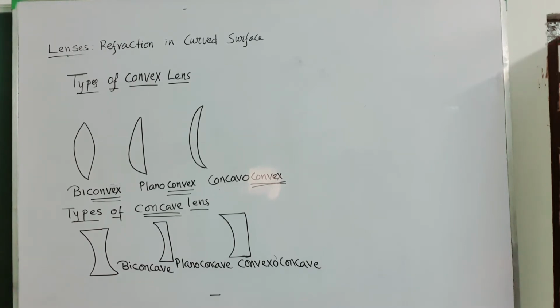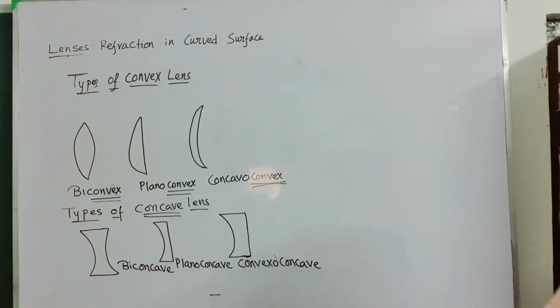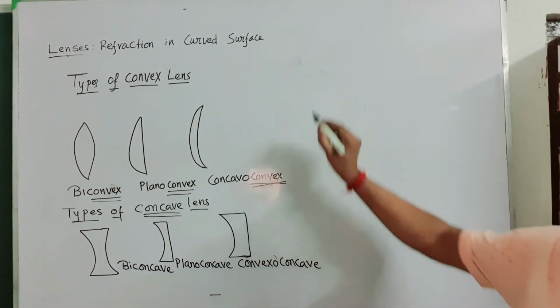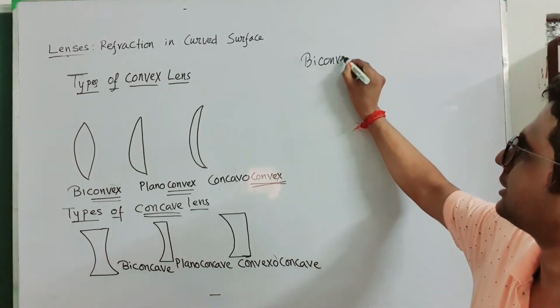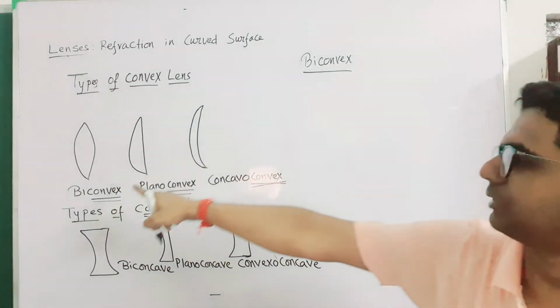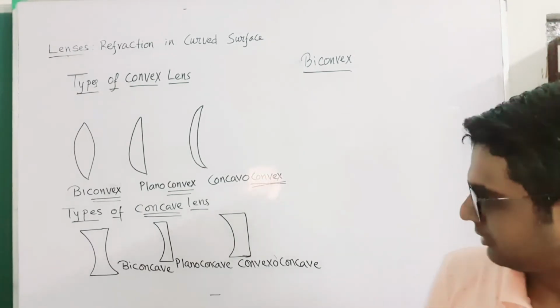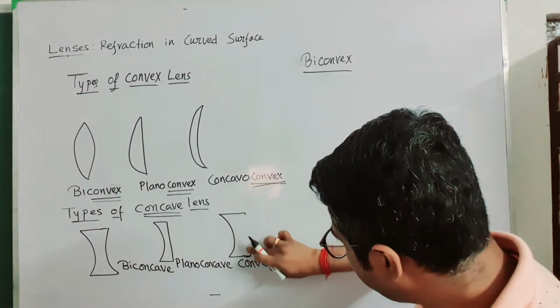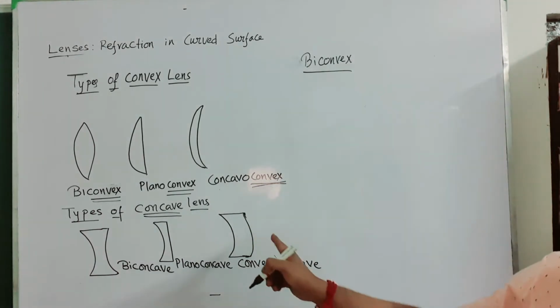What is the difference between biconcave or biconvex and equiconvex lens? One side is plane but the other is bulged. So there is one type of lens which we call biconvex lens, meaning both surfaces are convex.